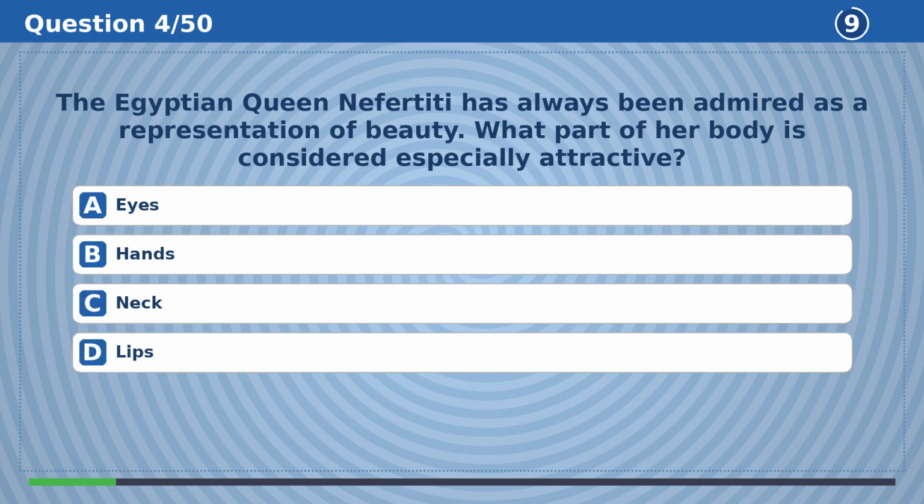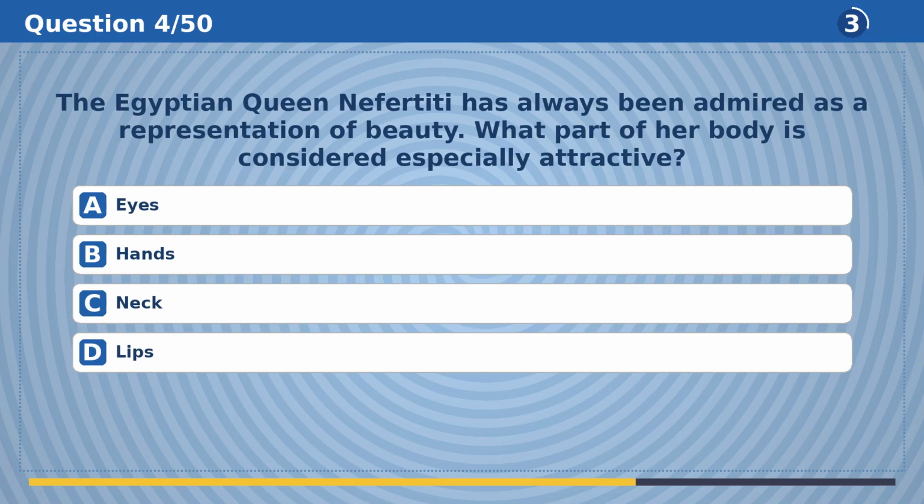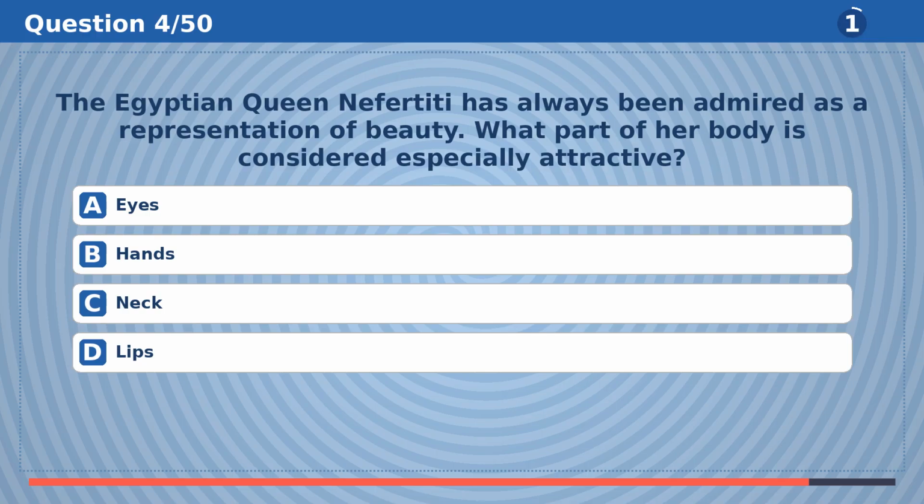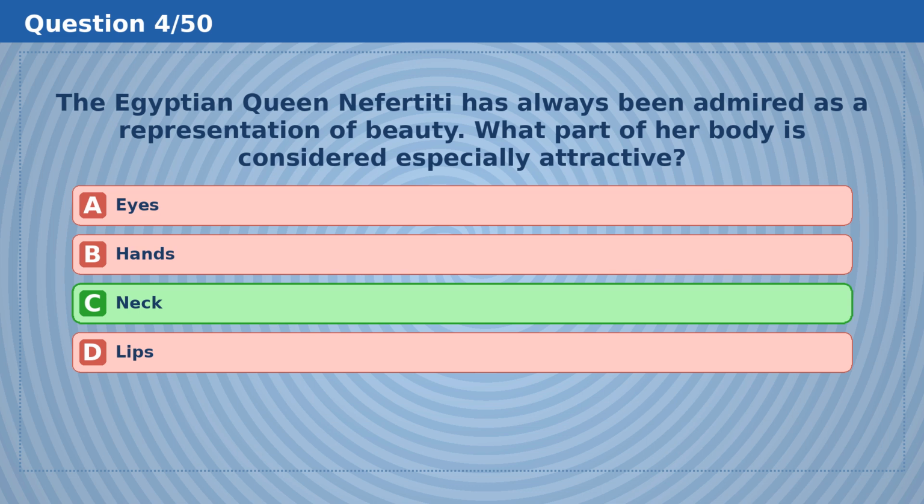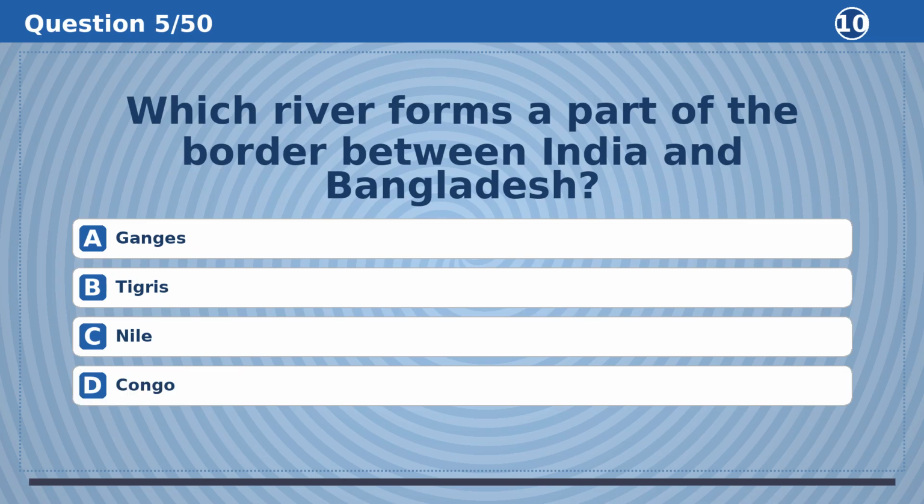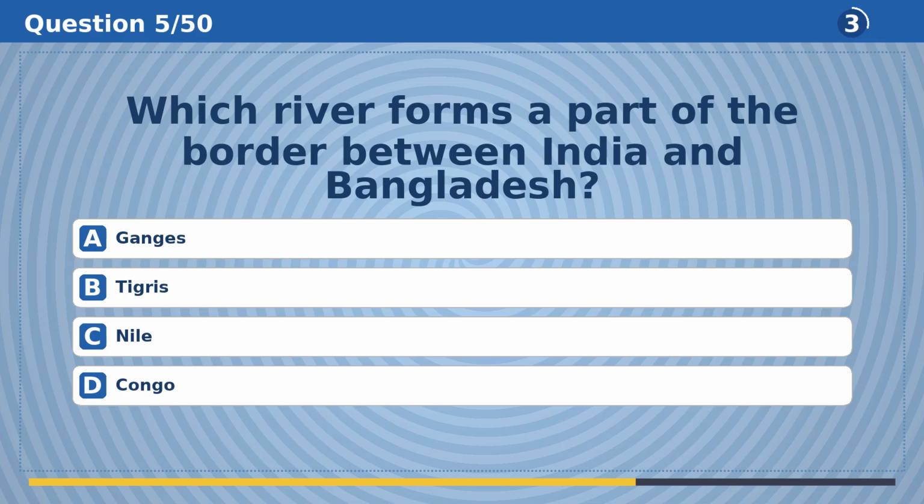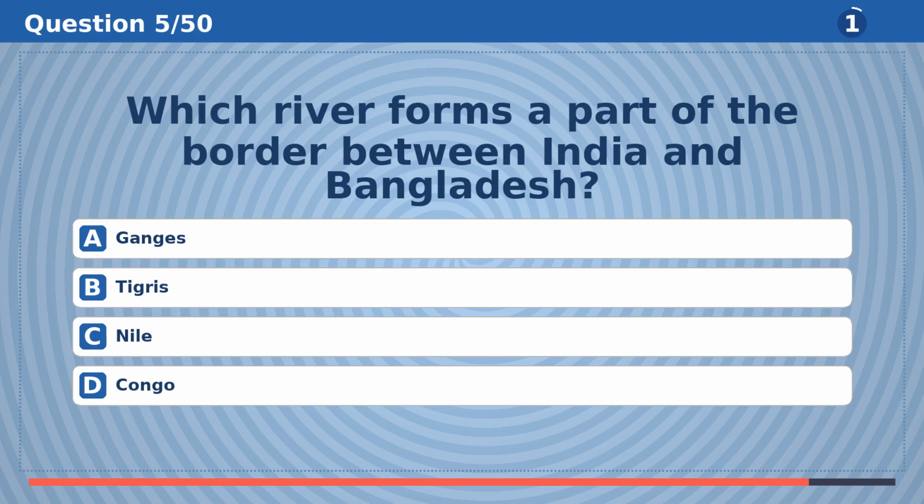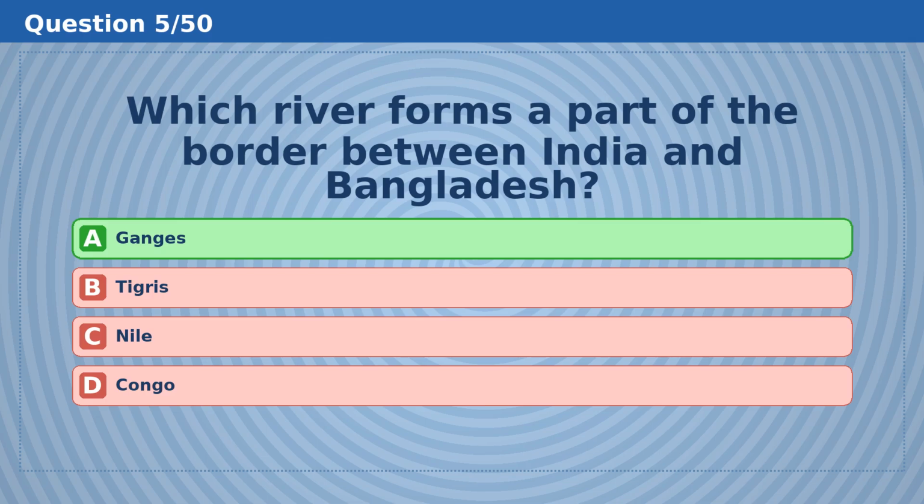The Egyptian Queen Nefertiti has always been admired as a representation of beauty. What part of her body is considered especially attractive? The answer is C. Neck. Which river forms a part of the border between India and Bangladesh? The answer is A. Ganges.